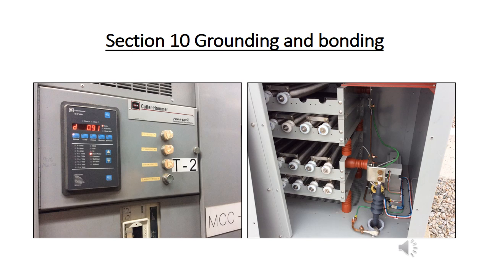The photo on the right is an impedance grounded system, also known as a neutral ground resistor, for the secondary of a 13.8 kV high voltage transformer.